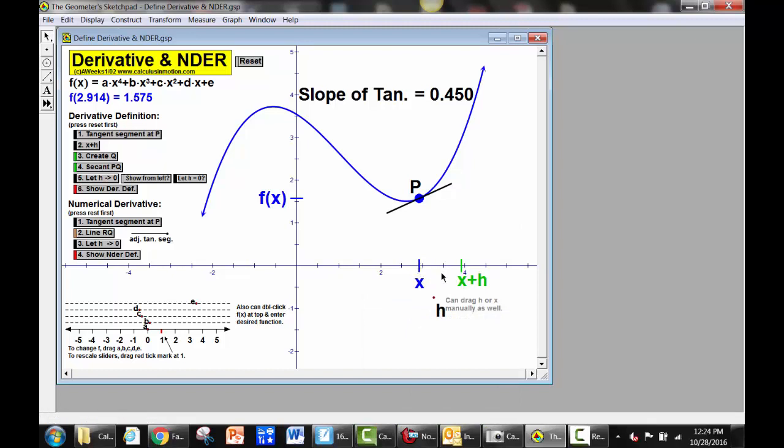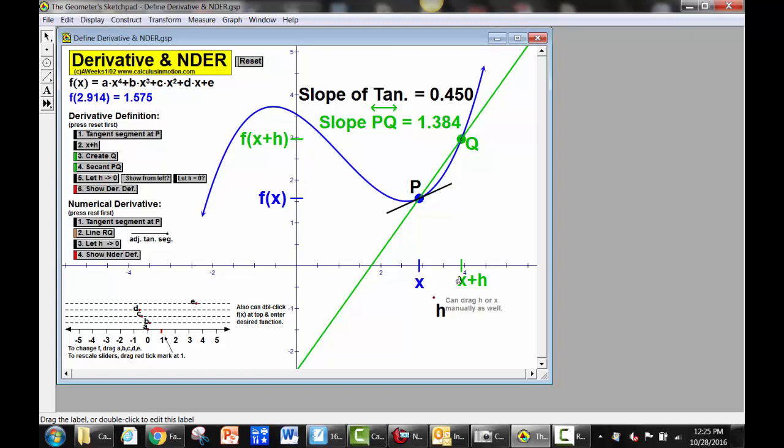Therefore, if this is x, and the distance between them is h, then this x coordinate is x plus h. So we're going to create point Q, and the coordinates of point Q are going to be x plus h comma f of x plus h, since this is the graph of f. Now I can draw a line between P and Q, and that line will have a slope of y2 minus y1 over x2 minus x1, which is f of x plus h minus f of x over x plus h minus x, which of course is just h.